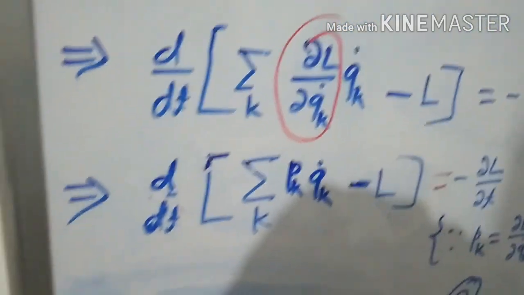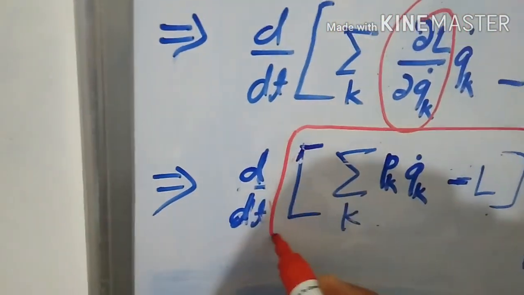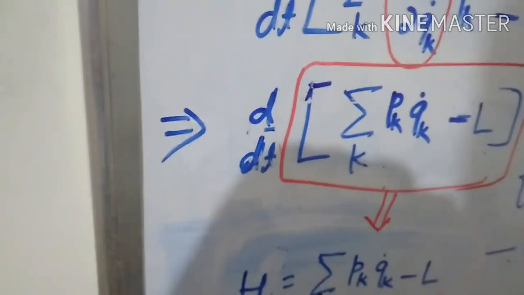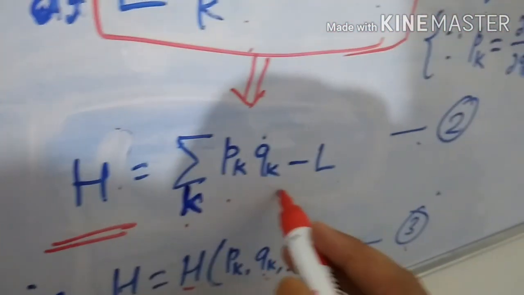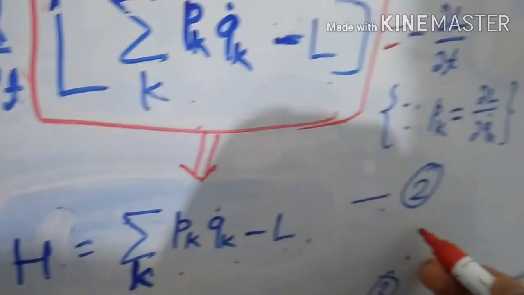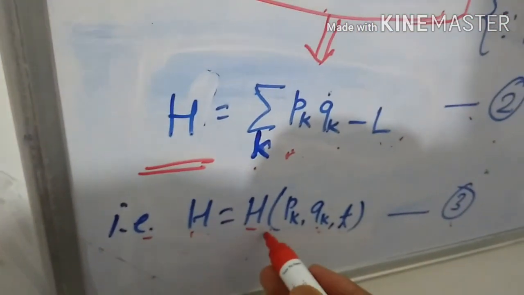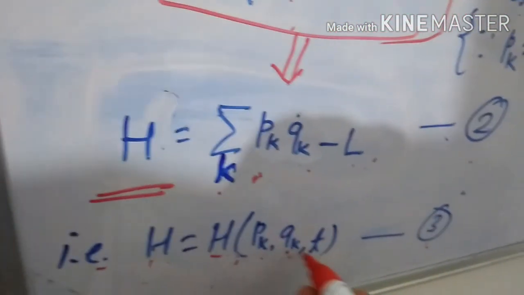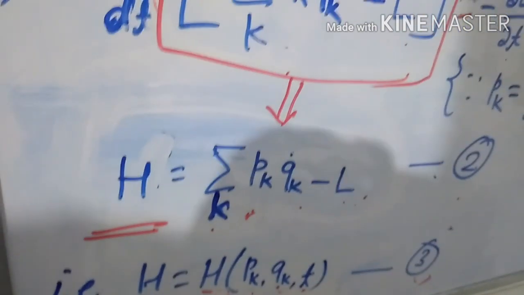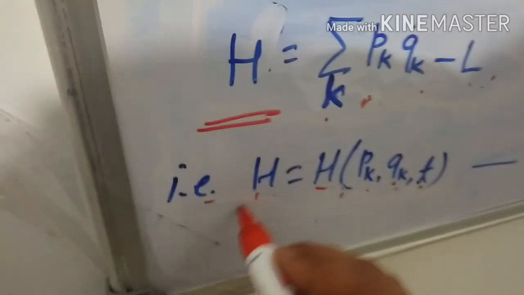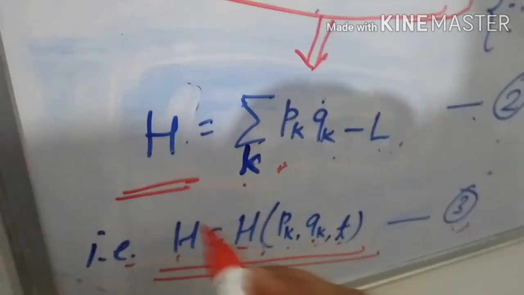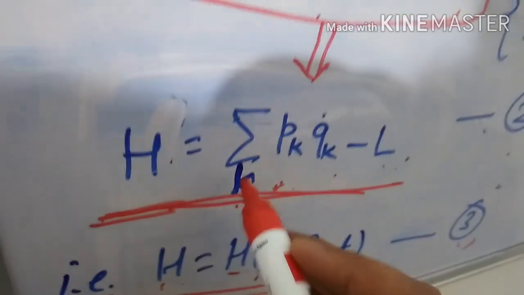This term in the bracket is known as the Hamiltonian function, that is H is equal to summation k pk qk dot minus L. This is called equation number 2nd, and this may be written as H is equal to H of pk, qk and t. This is equation number 3rd, and this is known as the Hamiltonian function, and it may be represented as H is equal to summation k pk qk dot minus L.